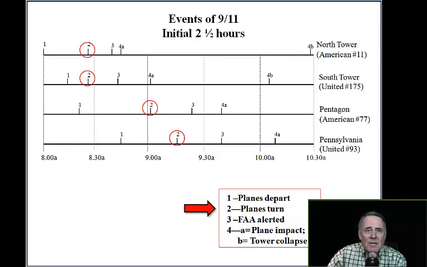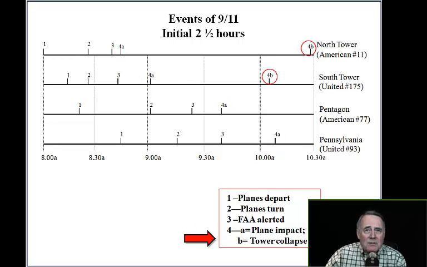Then we look at the times when the FAA was alerted, followed by the times of impact for all four planes. These range from around 8:45 a.m. for American Flight Number 11 that hit the North Tower to around 10:10 a.m. for United Flight Number 93 that crashed in Pennsylvania. The two towers collapsed less than 30 minutes apart.